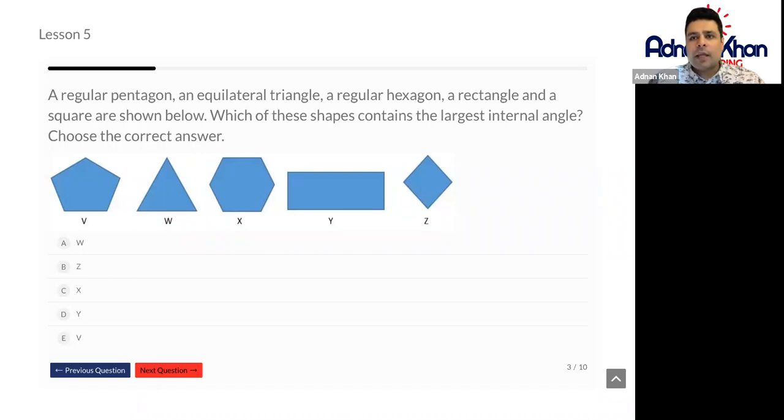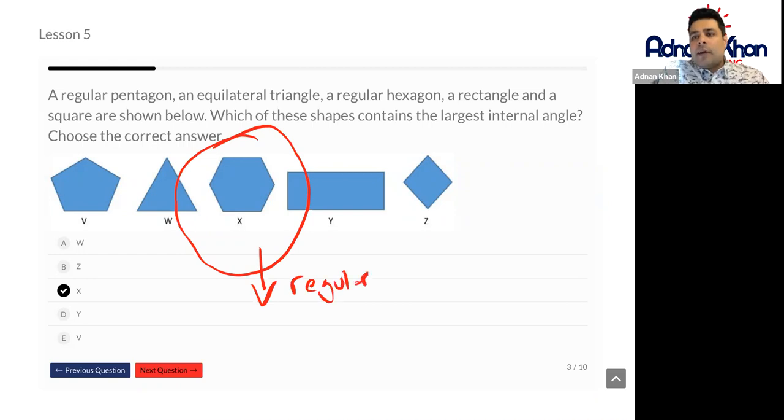So in this case, I would say the shape that contains the largest internal angle is going to be C, which is this hexagon here. And the reason it's going to be C is firstly because it's a regular shape. Regular shape means that this particular shape has 6 sides, 1, 2, 3, 4, 5, 6, that are exactly the same length. Any irregular shape will have 6 sides, but the 6 sides will be slightly different lengths.